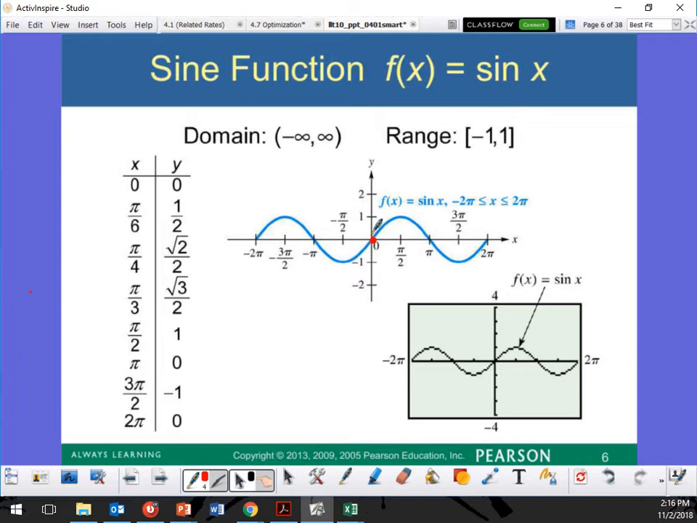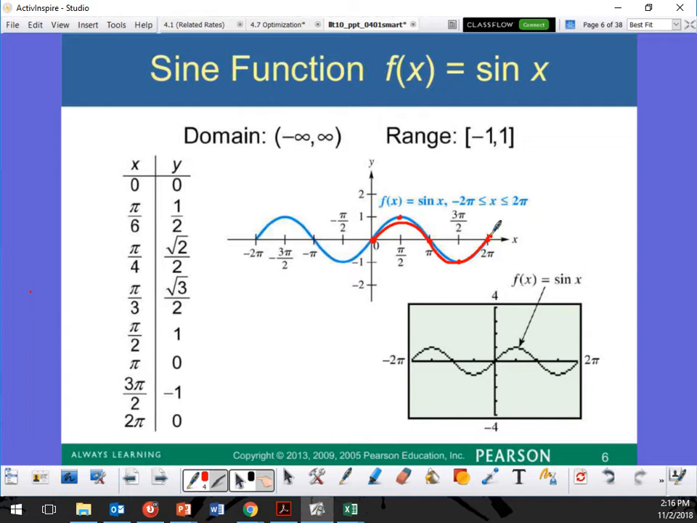Put your finger on pi over 2. What is the y value at pi over 2? 1. Put your finger on pi. The y value there is 0. Now, trace your finger. Where's 3 pi over 2? What is the y value? -1. And all the way over to 2 pi, we get 0. Hey, look. That is the graph of the sine wave.